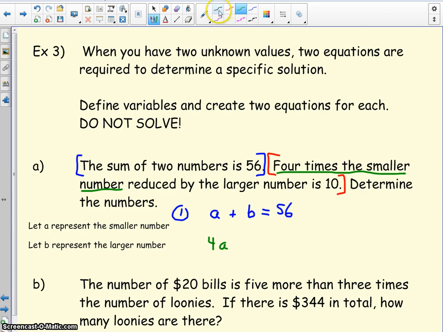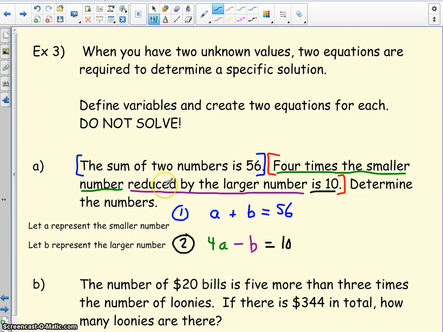So I have 4 times a smaller number reduced by the larger number. Reduced means subtracted, so subtract the larger number, which is B. And then we're told that that is 10. So 4A minus B equals 10. That gives us a second equation. We have A plus B equals 56 from the first part, and the second part gives us 4A minus B equals 10.